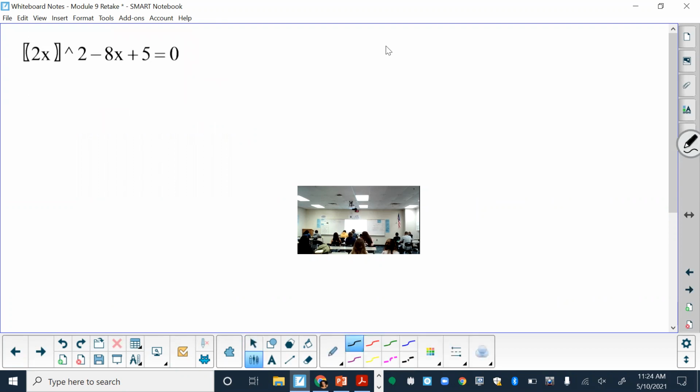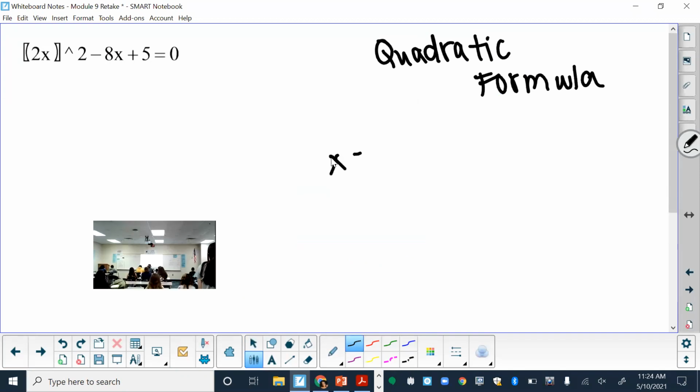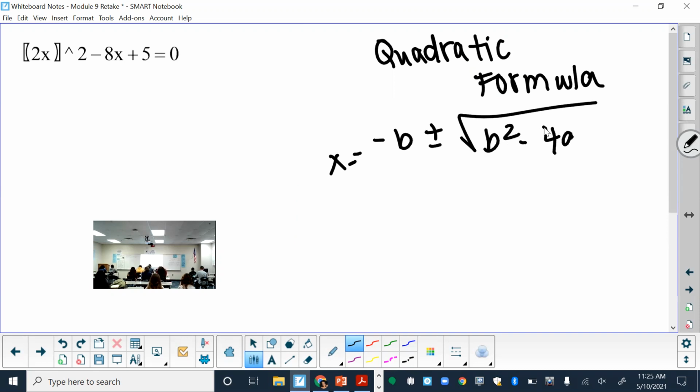All right, so we're solving using the quadratic formula, which you will be provided. You do not have to memorize it. You just have to memorize how to use it. So it's x equals negative b plus or minus the square root of b squared minus 4ac all over 2 times a. Right, this formula you are provided. You just have to know how to use it.